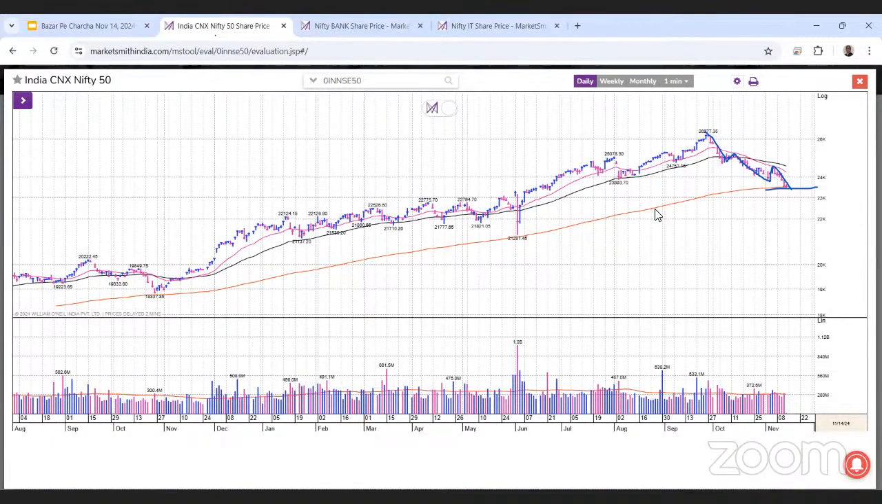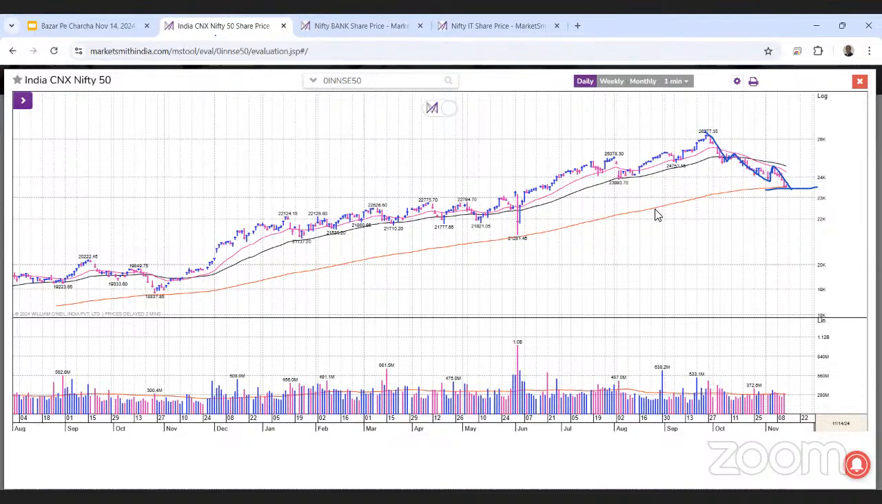And if you see it in percentage terms, from the 26,000, 26,200, 26,300 kind of zone, it has fallen to 23,500. So I can say roughly a 2,700 points fall has already happened. In terms of percentage, that is 10%.